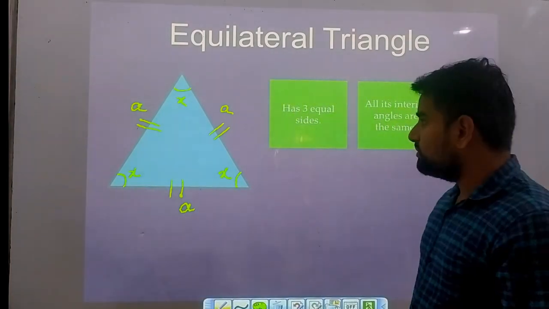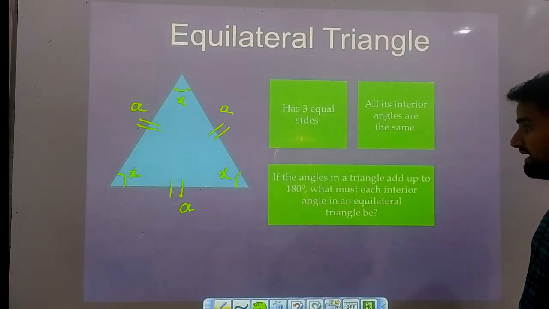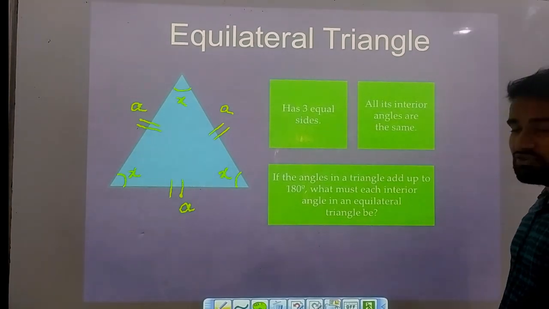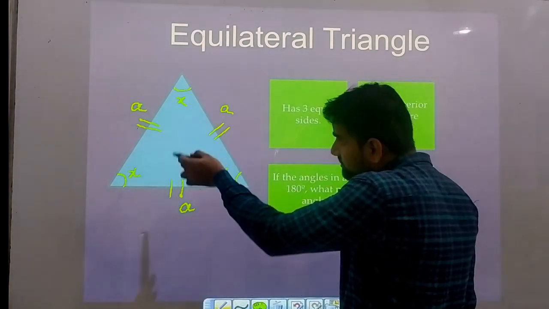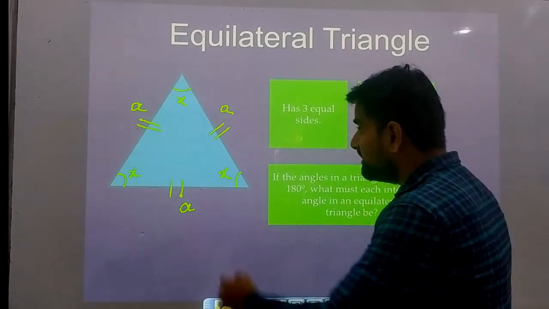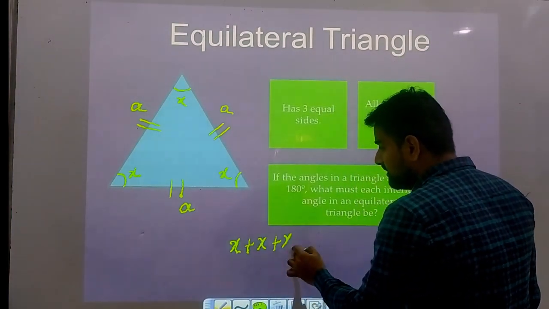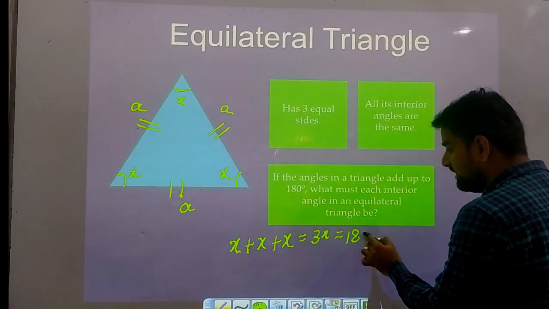So let's move ahead. The third and last: if the angles in a triangle add up to 180 degrees, what must each interior angle in an equilateral triangle be? It's very simple. We know that in any triangle, the sum of all interior angles equals 180 degrees. That means here we can say that these are three x's, so 3x should equal 180 degrees.